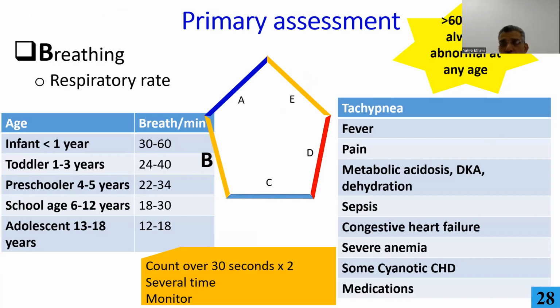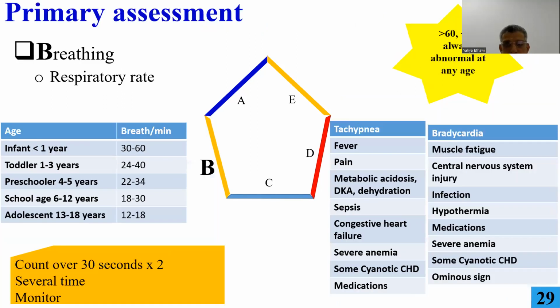What is the cause of increased respiratory rate more than 60? Fever, pain, metabolic acidosis such as in DKA, dehydration, sepsis, congestive heart failure, severe anemia, some of the cyanotic congenital heart disease, or if you're giving medications such as dopamine, dobutamine, or vasopressin. Medication infusions, especially when you use them as inotropes for the heart, can cause tachypnea.